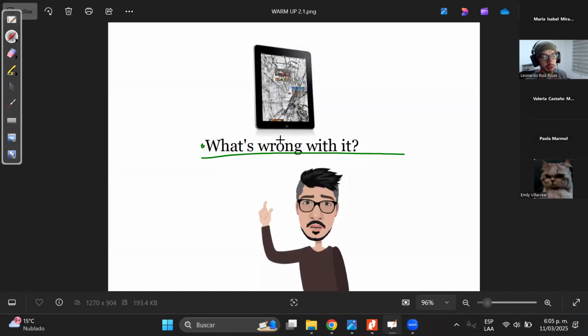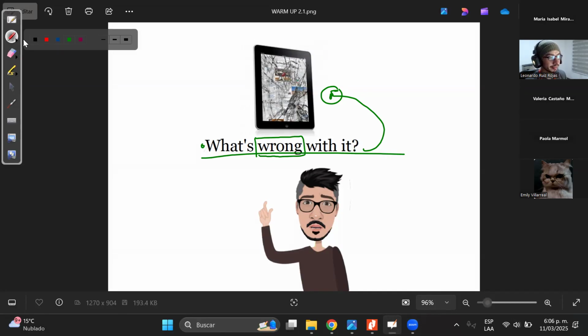What's wrong with it? You know, wrong, it's like the adjective incorrect, or what is the problem, right? So in that case, what's wrong with it? It means what's wrong with this object. What problems do you see with this iPad? The screen is cracked. Yes, broken. It is broken, right? The screen, the glass, right? It's broken. Anything else?